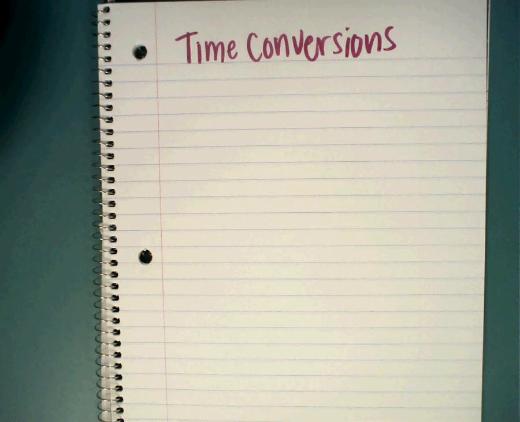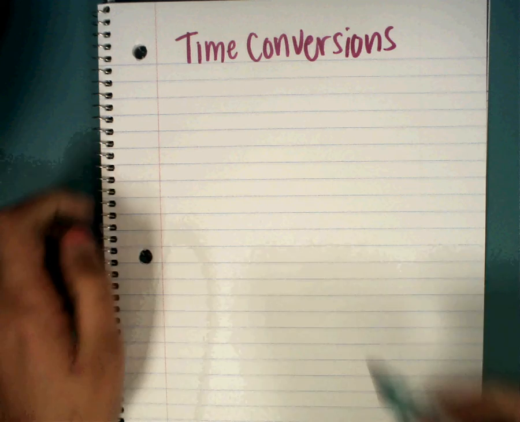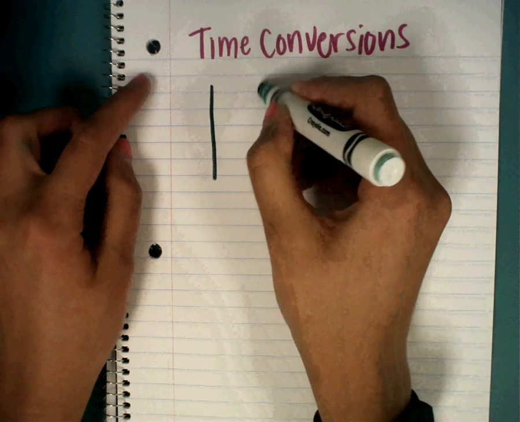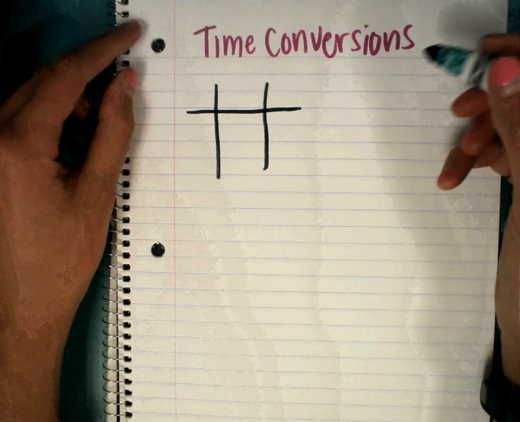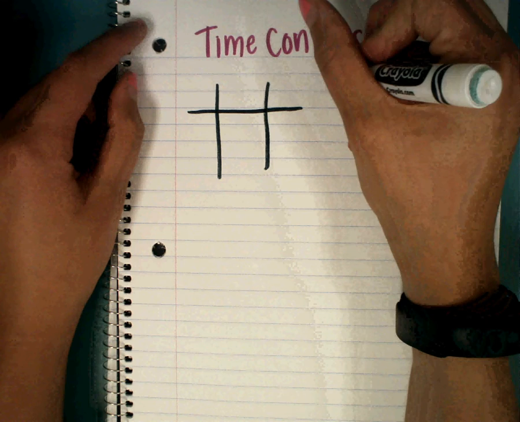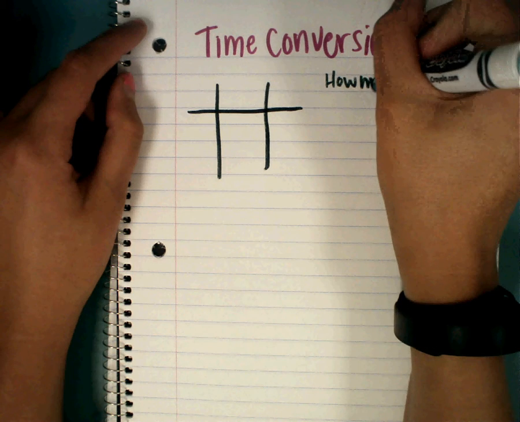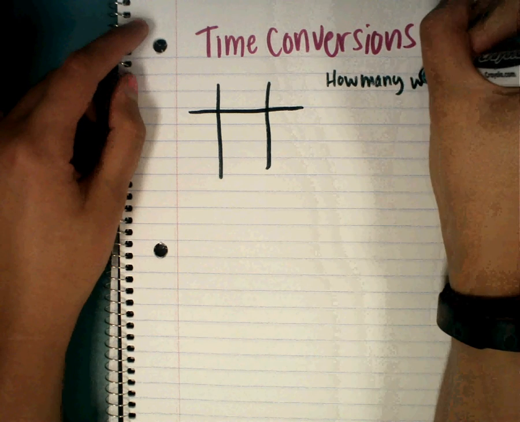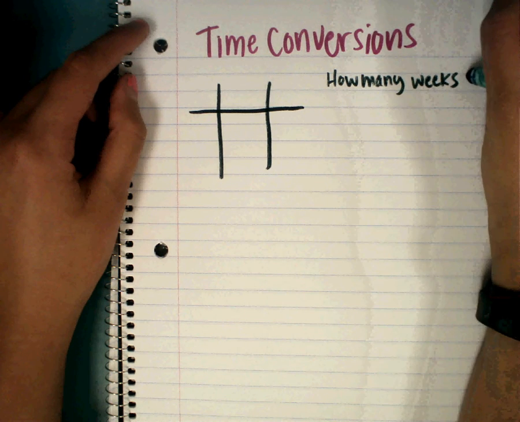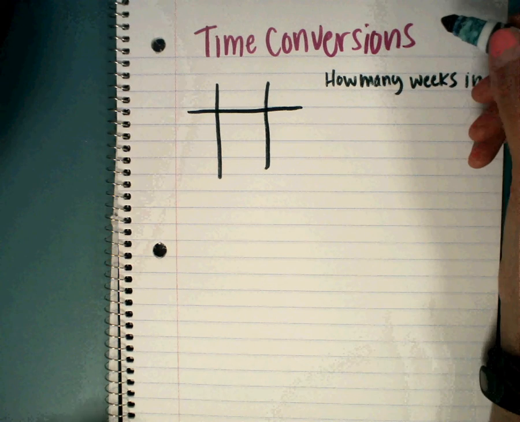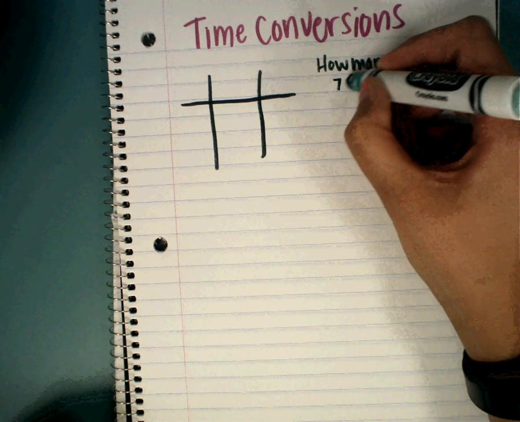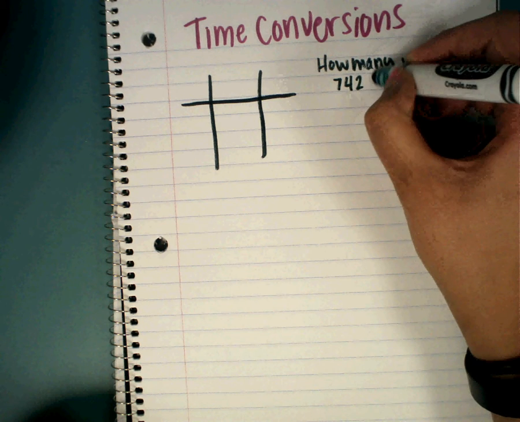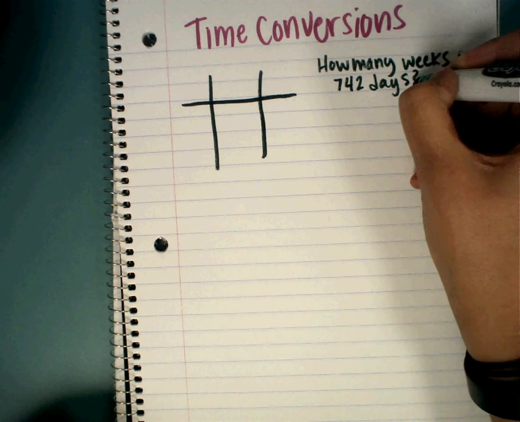So we're going to go ahead and draw our what? Double T chart, right? Let's go ahead and do that. And we're going to have, let's say I want to do how many weeks in 742 days? How many weeks are in 742 days?